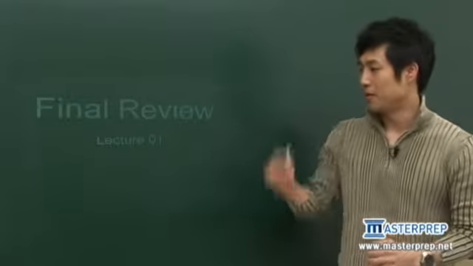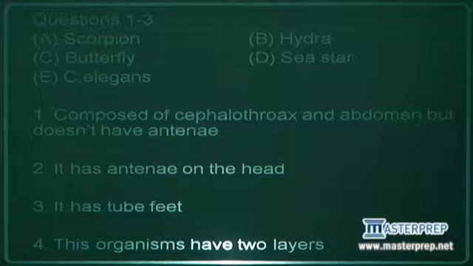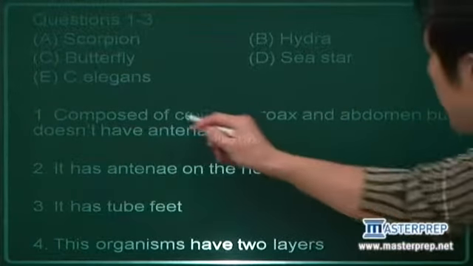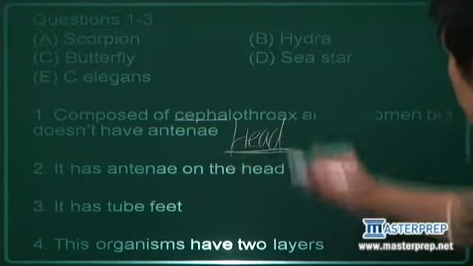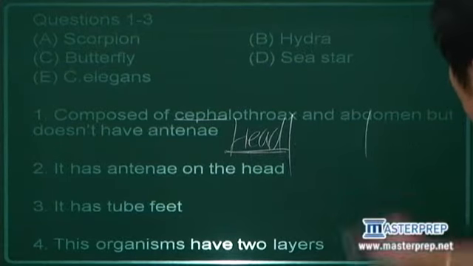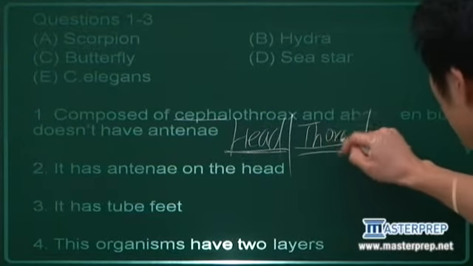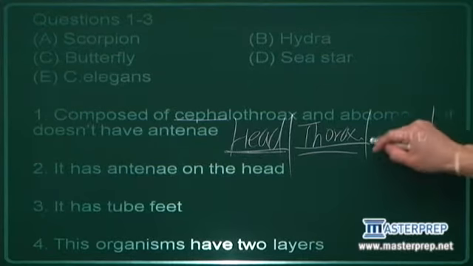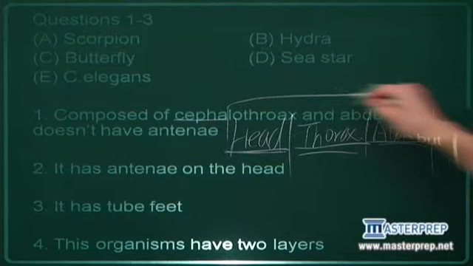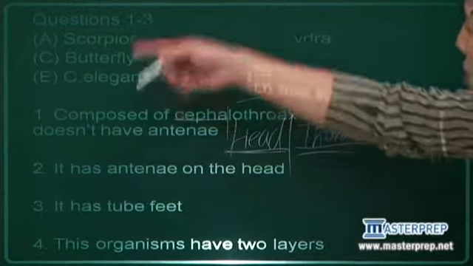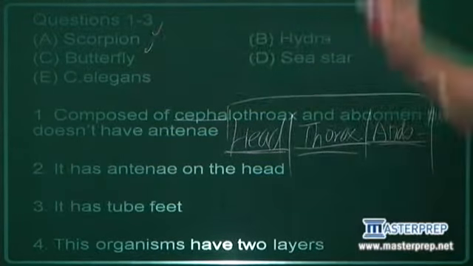All right, final review, Lecture 1. Questions 1 to 3. 1. Composed of cephalothorax and abdomen, but doesn't have antennae. Okay, cephalothorax means this. Cephalo part is head. So simply, it is talking about a certain organism consists of the head and thorax and abdomen part. What is it? It's talking about arthropods, right? So arthropods, we have them here in A and C, right?